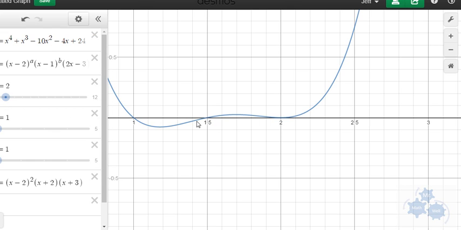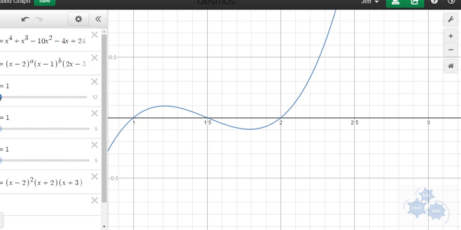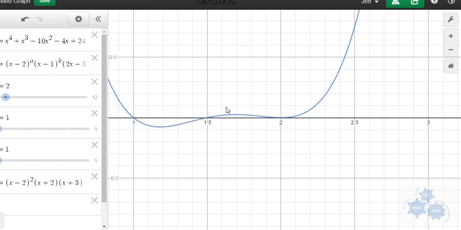Look at 1 and 1.5 when I just changed that a value. See? A simple cross, and a simple cross. That's because this is 1 and the exponent over here is 1. When I change this to 2, look at that. It doesn't simply cross anymore. It kind of comes tangent to but does not cross.